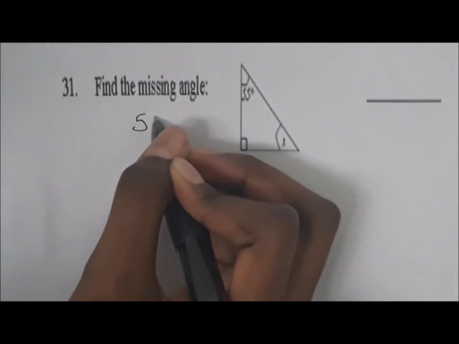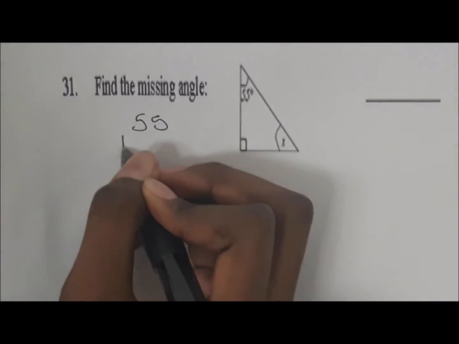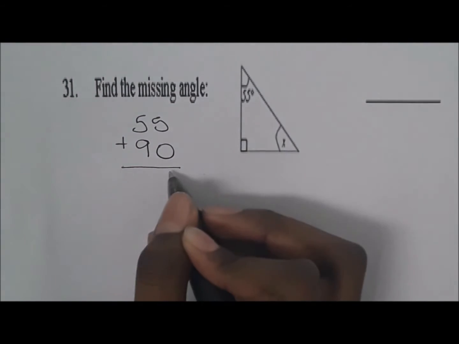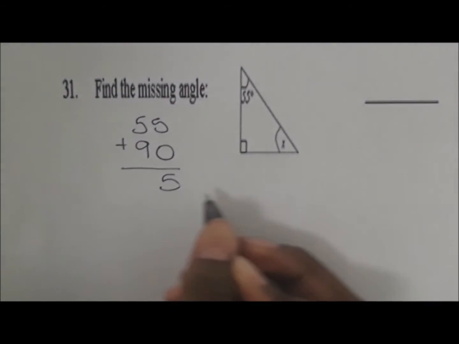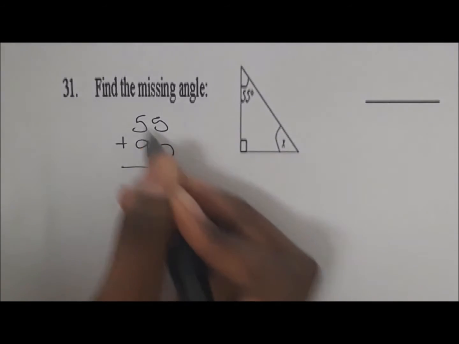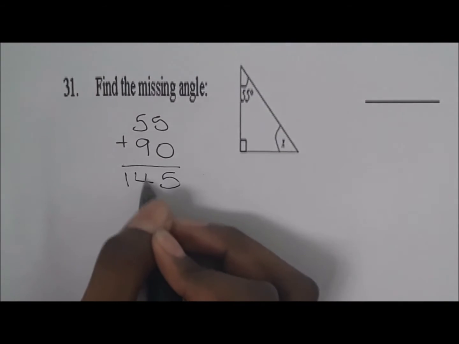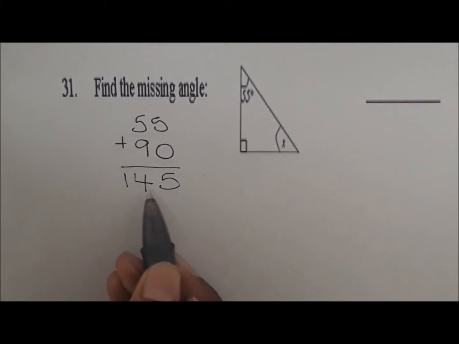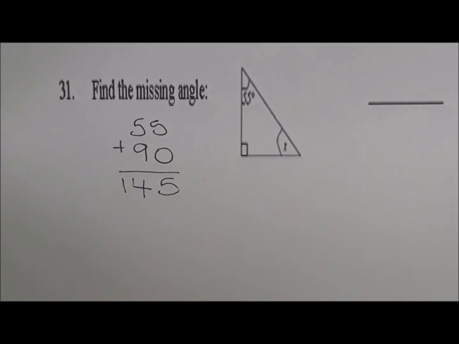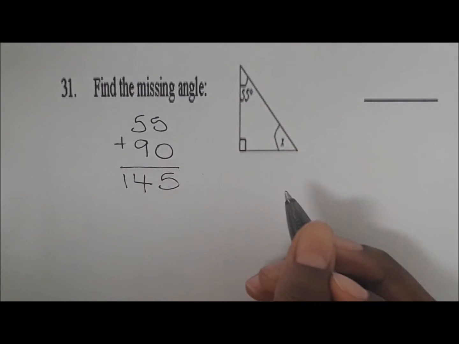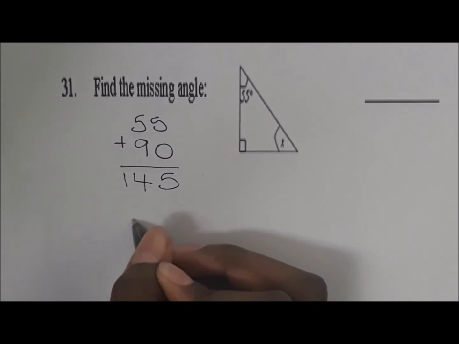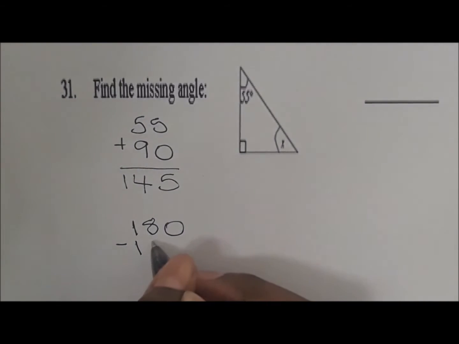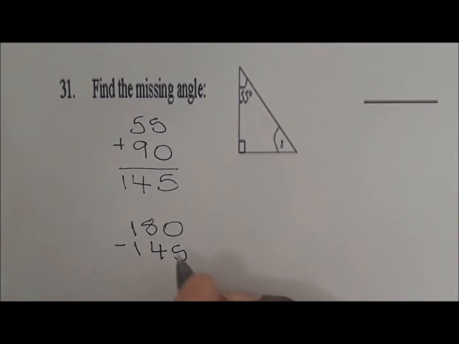55 plus 90. Five plus 0 is 5, and 9 plus 5 is 14. Next. Subtract 145, which is the sum, from 180. Go ahead. 180 minus 145.